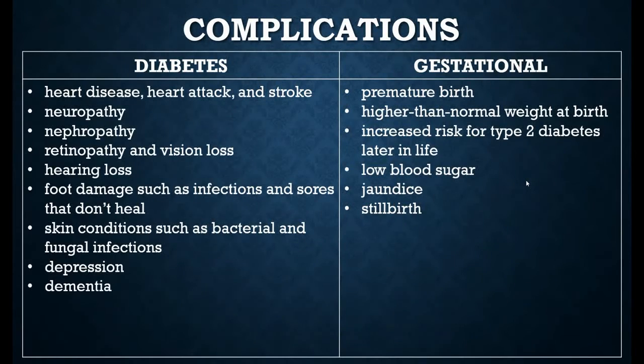Now the complications. If we talk about diabetes, then you may get complications related to heart disease, heart attack or stroke. Then you can have nervous system problems, kidney problems, vision problems, hearing problems, skin problems, depression and dementia. If we talk about gestational, then you can have premature birth, higher than normal birth weight, type 2 diabetes risk, low blood sugar, jaundice, or stillbirth. Stillbirth means dead birth.